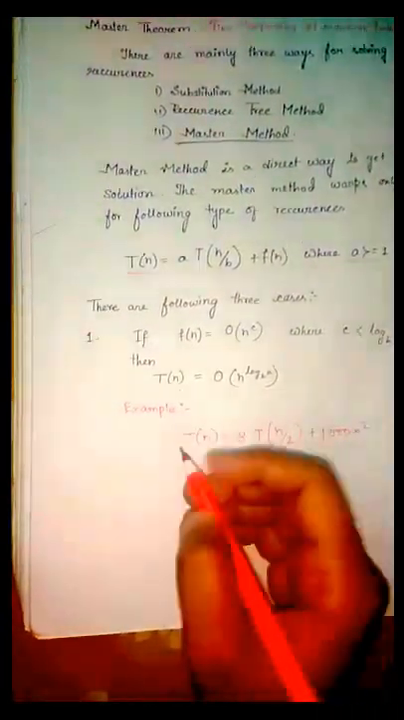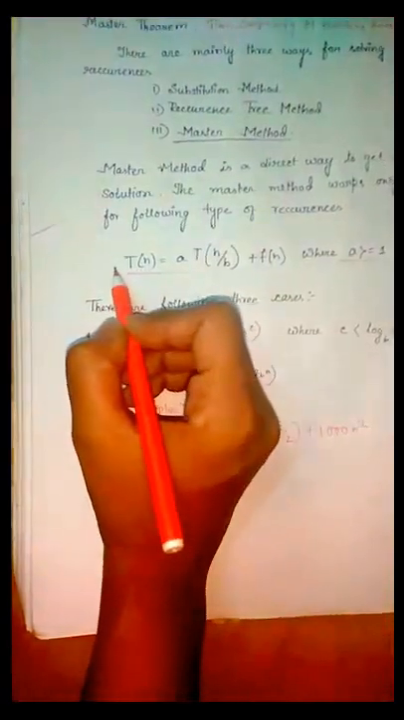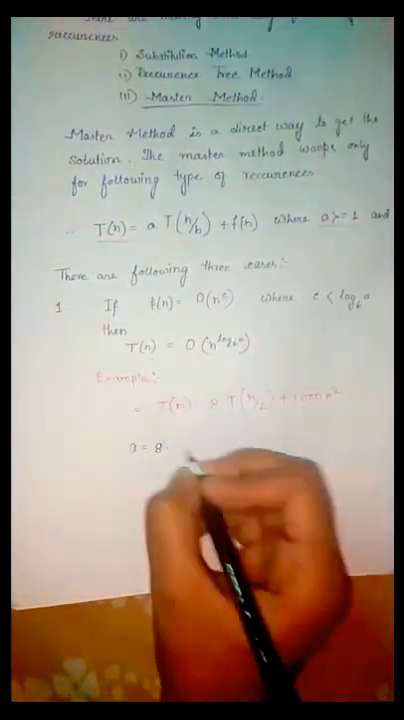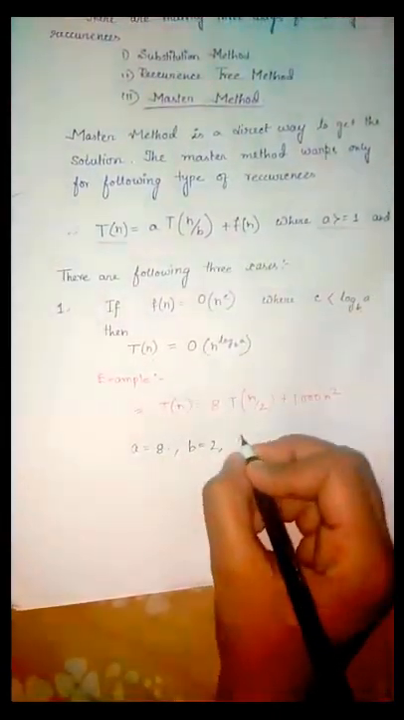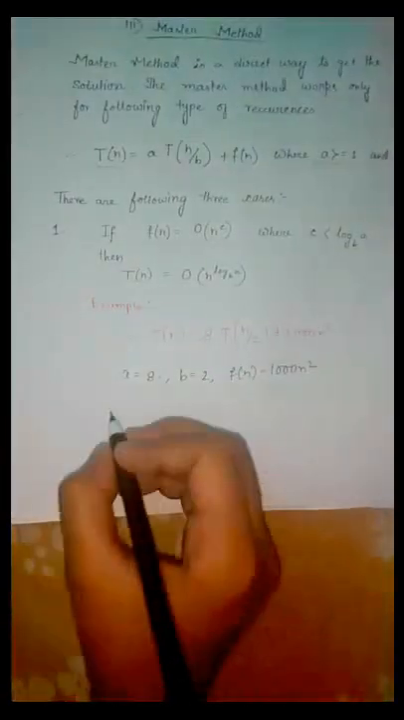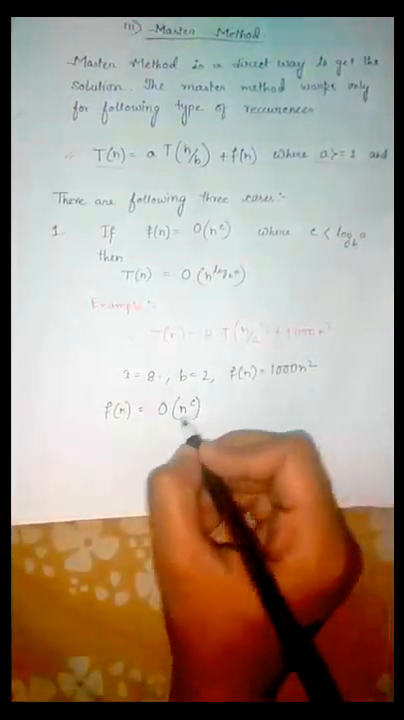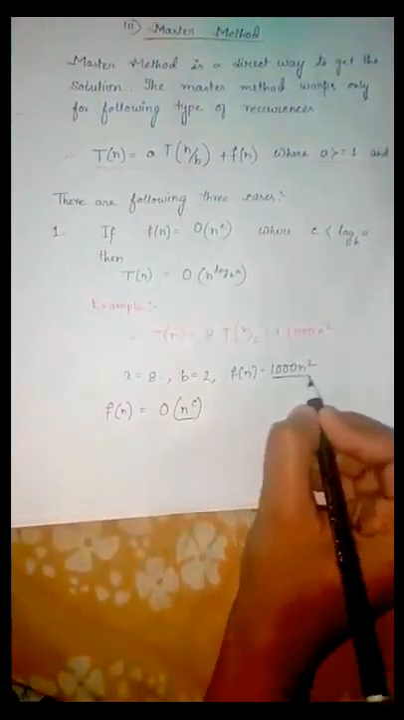We have to find the time complexity of this recurrence problem. See, here these two equations are the same. Comparing this and this, we get a is equal to 8, b is equal to 2, and f of n is equal to 1000 n square. Now f of n is equal to big O of n square, that is O of n to the power c. Comparing n to the power c with this, c will be 2.